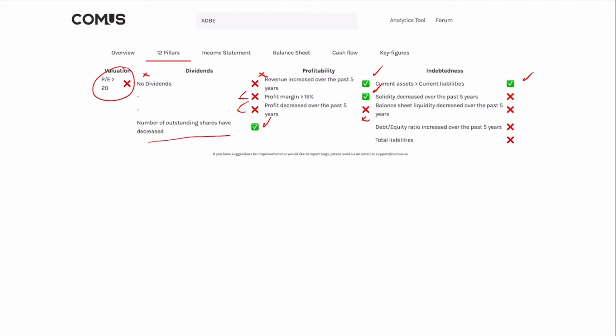Solidity decreased over the past 5 years, negative. Balance sheet liquidity decreased over the past 5 years, negative. Debt equity ratio increased over the past 5 years, negative, and the total liabilities have grown for the past 5 years, negative. Guys, as you can tell, it gives you a simplified, holistic overview of the company's performance, and it saves you a lot of time.